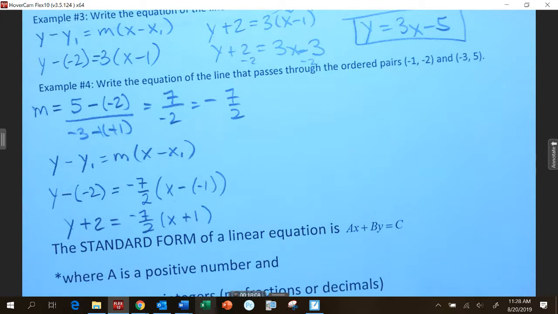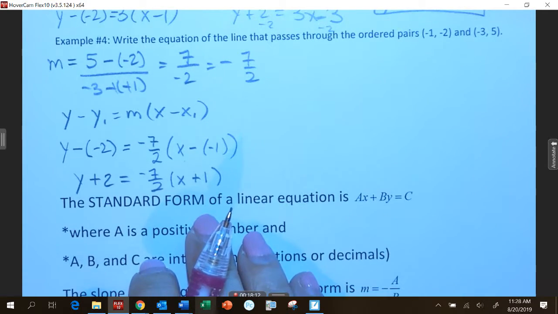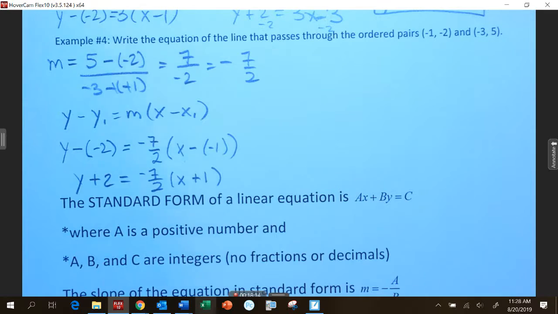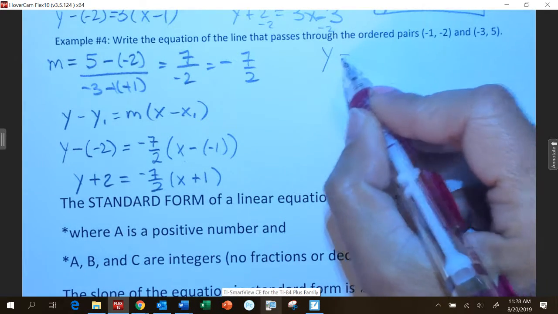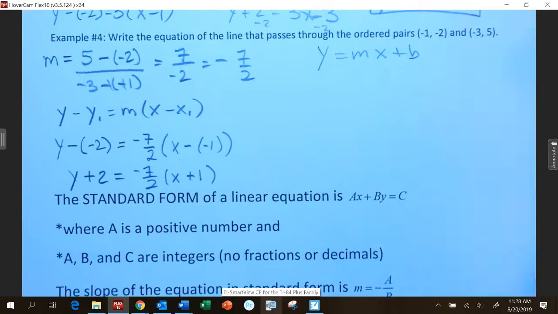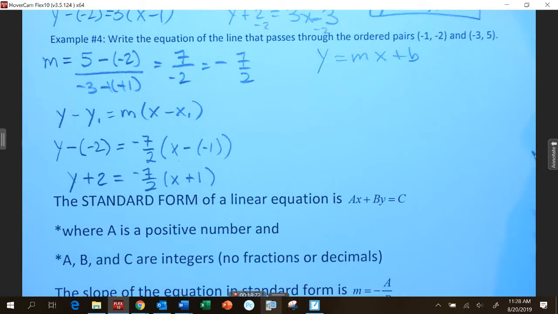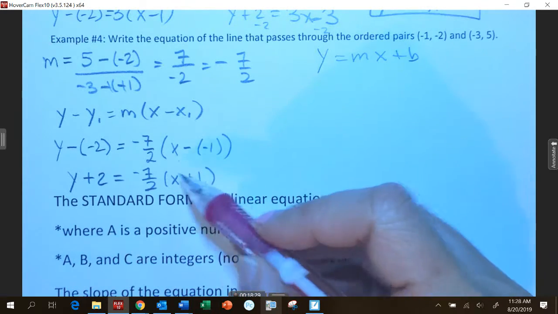See who's thinking ahead. Okay, so that is point slope form. I got y plus 2 equals negative 7/2, x plus 1. We are going to change that into slope intercept form, y equals mx plus b. So we're going to distribute. Oh, no. And I think, who said, because you're going to have to multiply by 1. Was that Xander? You knew I was going to have to do that.